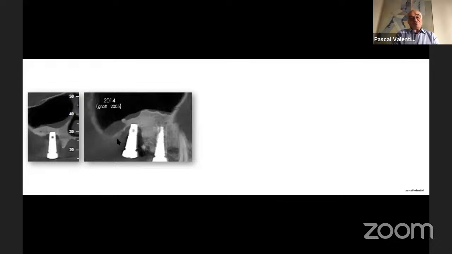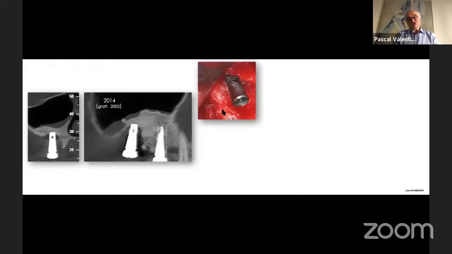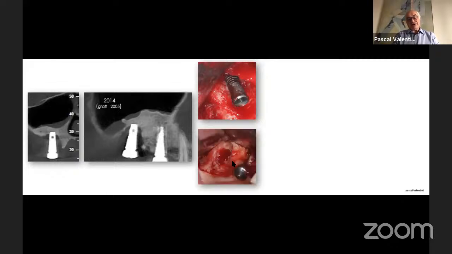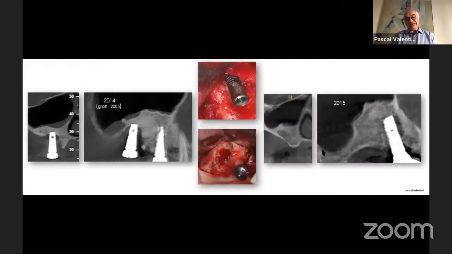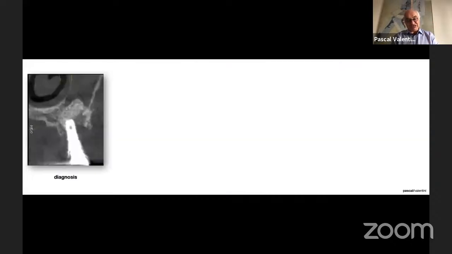There is no chance to maintain this implant. And what we have decided to do is to remove it. We remove the implant. This is the huge defect around the implant. And then we curette the bone until we get some bone bleeding here. And that's it. If we look at the CBCT some 1 year later, there is a complete reconstruction of the defect, and we can eventually place the same implant in the same position.